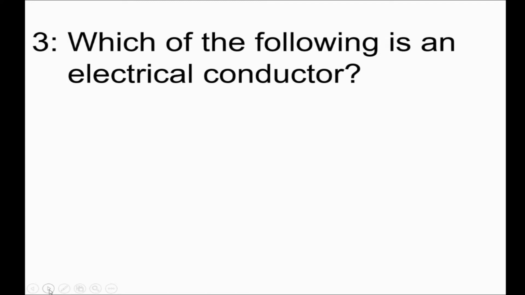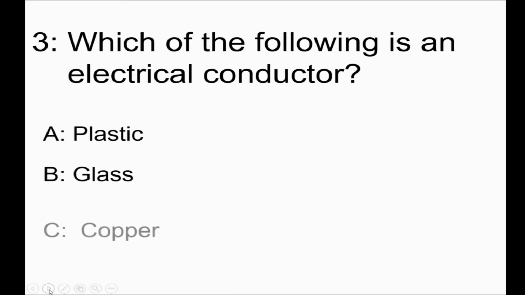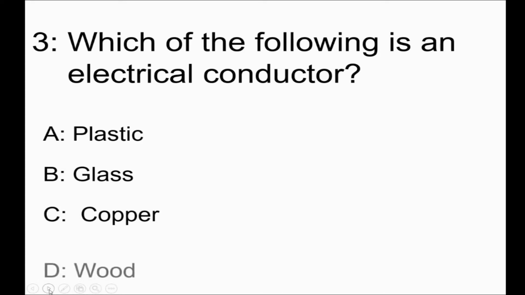Number 3 says, which of the following is an electrical conductor? So A, we have plastic, B says glass, C says copper, and D says wood. So the question one more time, which of the following is an electrical conductor? So the correct answer is C, copper. Very good.